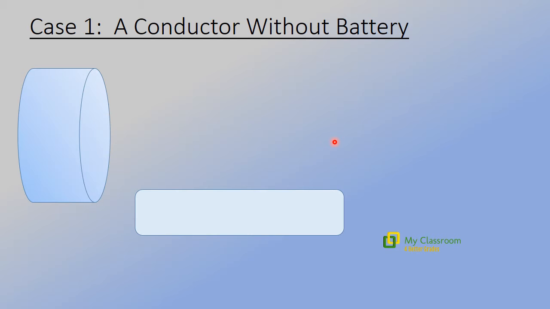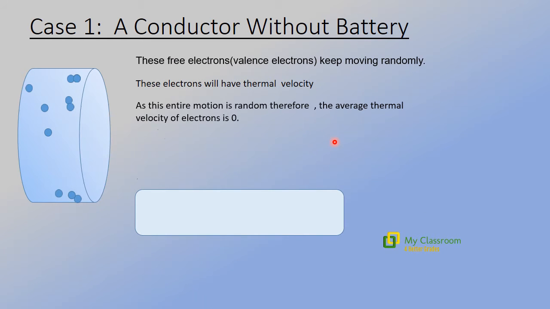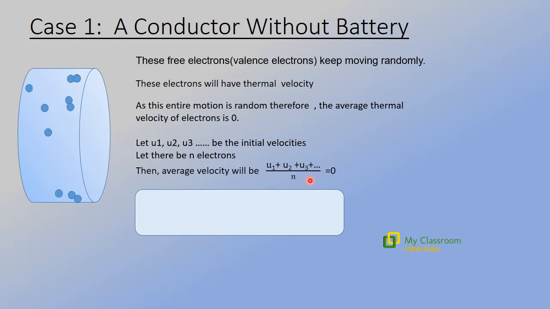So assume that this is a conductor and that it's having lots of free electrons in it. Now these free electrons will have thermal velocity and they will be in a state of random motion. Now due to this random motion, the average thermal velocity of electrons will be 0. So if we assume u1, u2, u3 to be the initial velocities, and if we assume that there are n number of electrons, then the average velocity will be u1 plus u2 plus u3 plus etc. up to un divided by n, and that will be equal to 0.